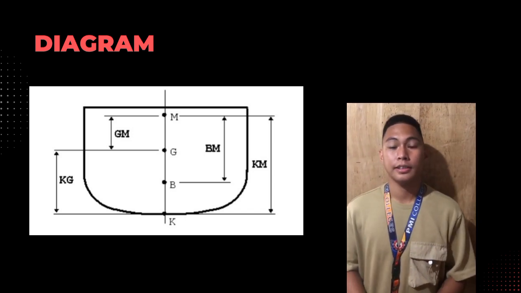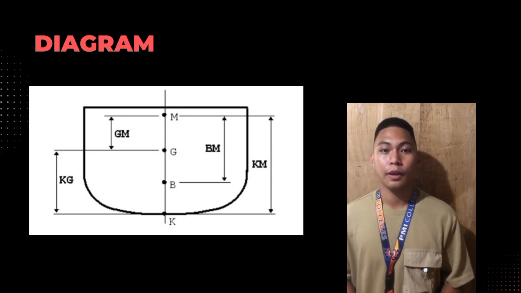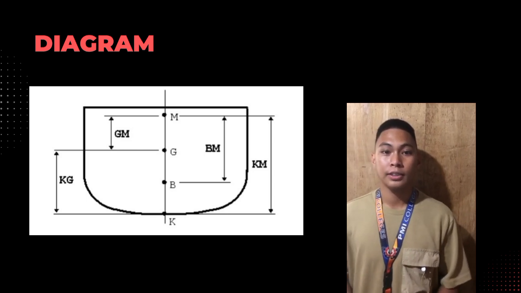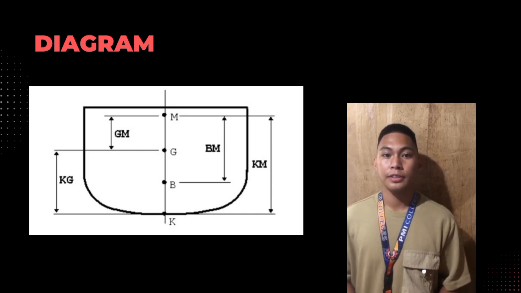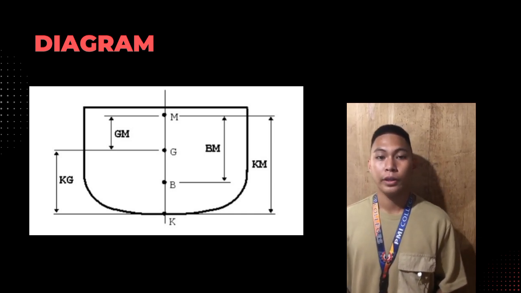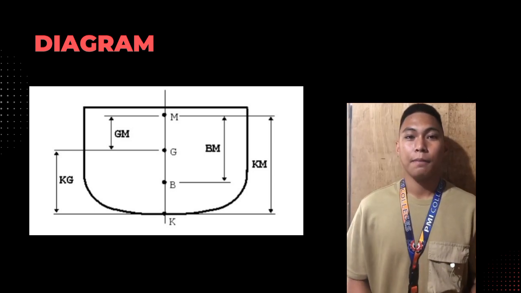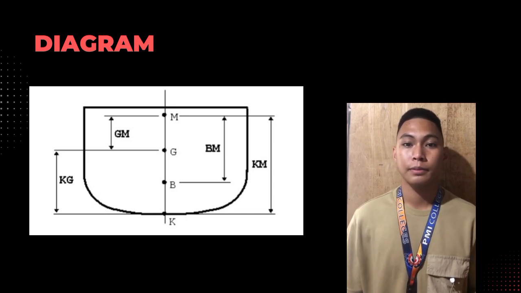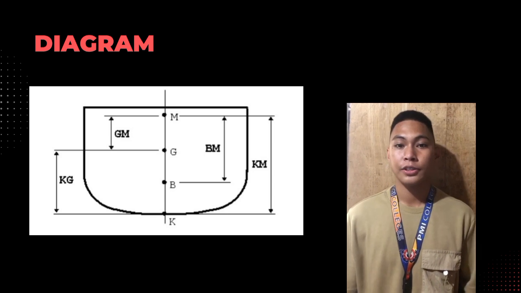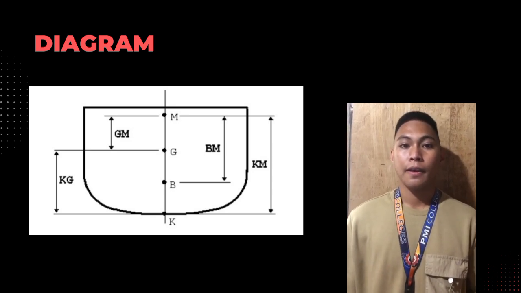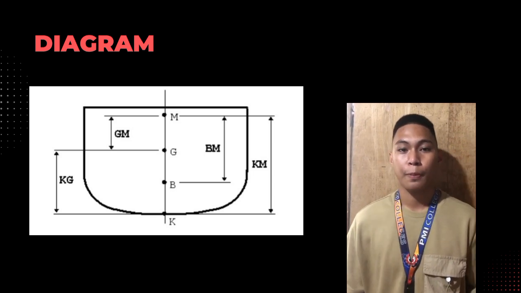Next are the key distances. First is the GM, or vertical distance from center of gravity to metacenter, known as the metacentric height. A positive GM indicates the vessel is stable and will return to upright when heeled. A negative GM means it is unstable. Second is the BM, or the vertical distance from center of buoyancy to metacenter. It relates to the vessel's hull shape and is calculated as the moment of inertia of the waterplane area divided by the displaced volume.